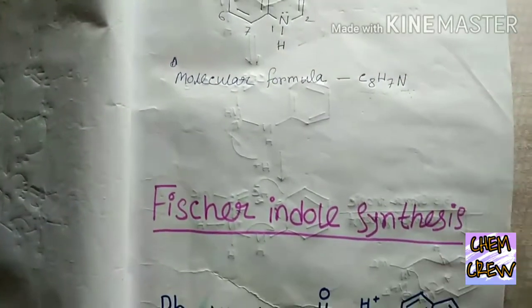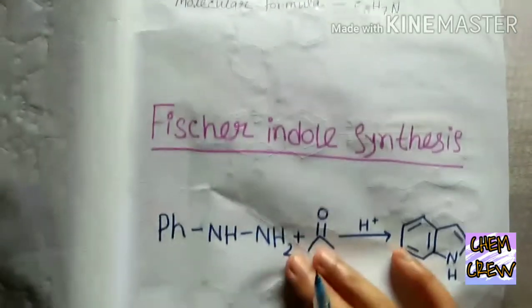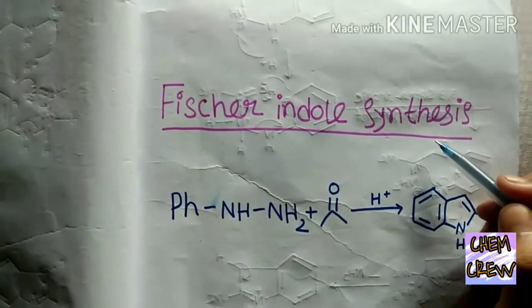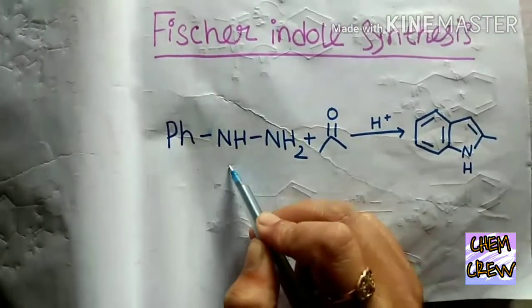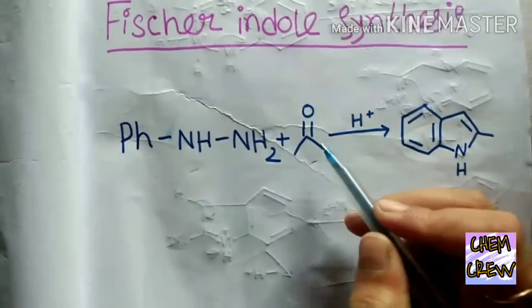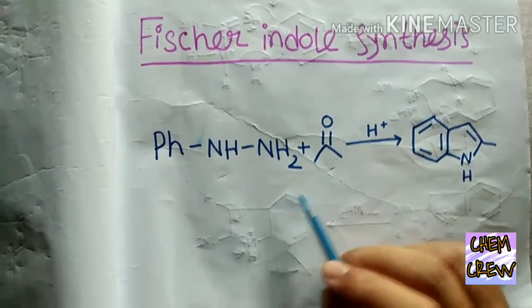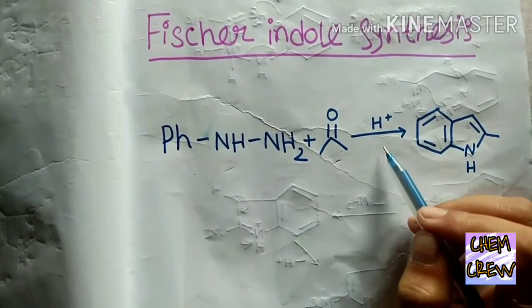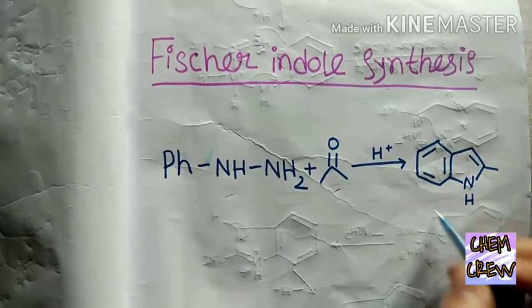What is Fischer-Indole synthesis? Fischer-Indole synthesis is the most important method to make indole. So this is the Fischer-Indole synthesis. As you can see, it starts with phenylhydrazine along with a ketone, and here it is acetone. When these two reagents are treated with a catalytic amount of H+, we will get this indole product.